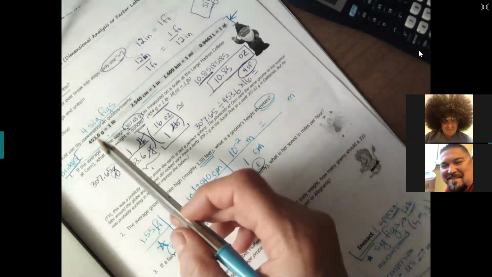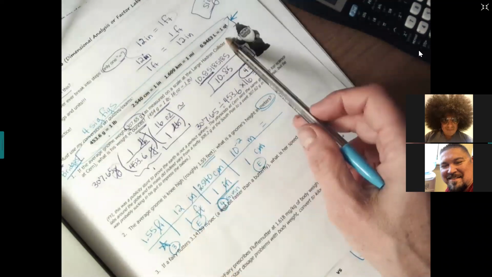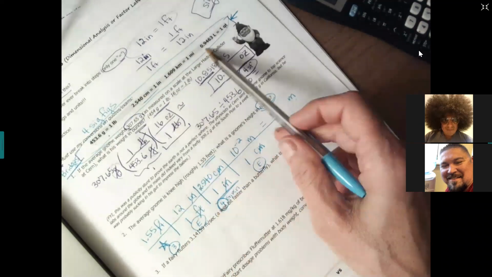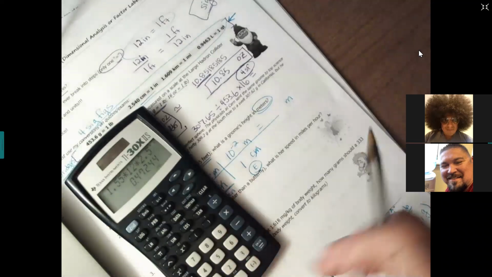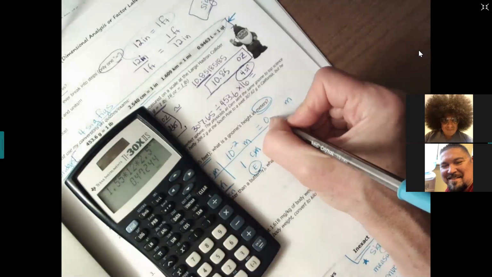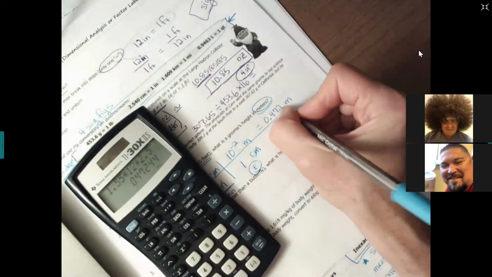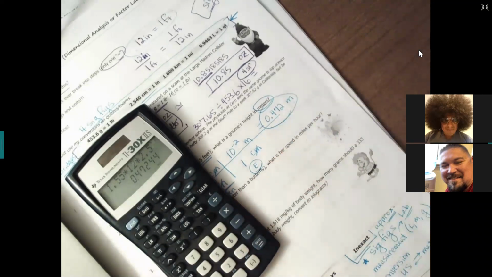Something that a lot of students will think about is that the numbers that I give you are the ones that determine your sig figs, meaning these US to metric conversions and the numbers within the problem. And so it's the one with the least number of sig figs, which is going to be the 3. So we go back on our calculator and we get 0.472 meters. And here we go.